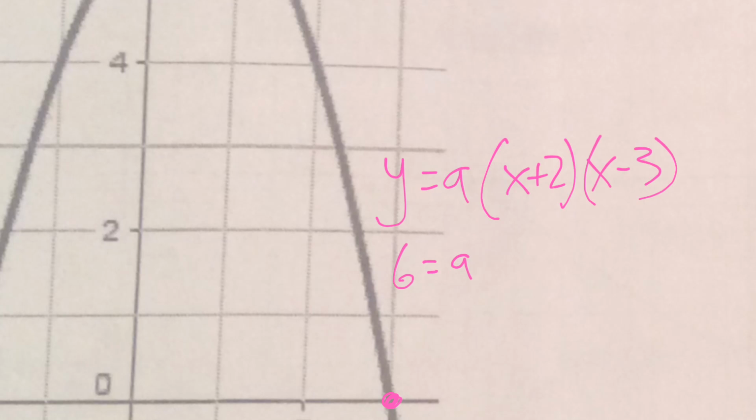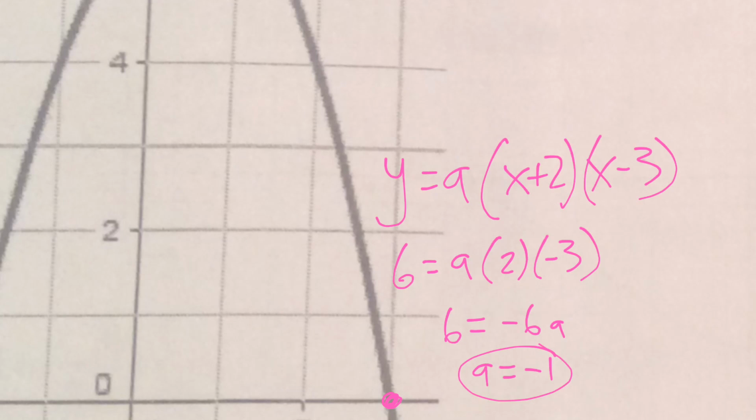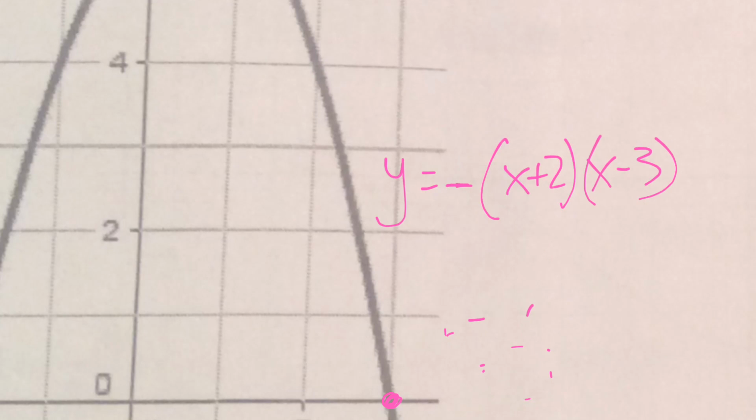So I'll be left with a times 2 times -3, which is nice because that means 6 equals -6a, and so a equals -1. So I know a is -1, which is what's flipping my graph upside down. So it's a negative parabola. And now let's go ahead and do the other forms.